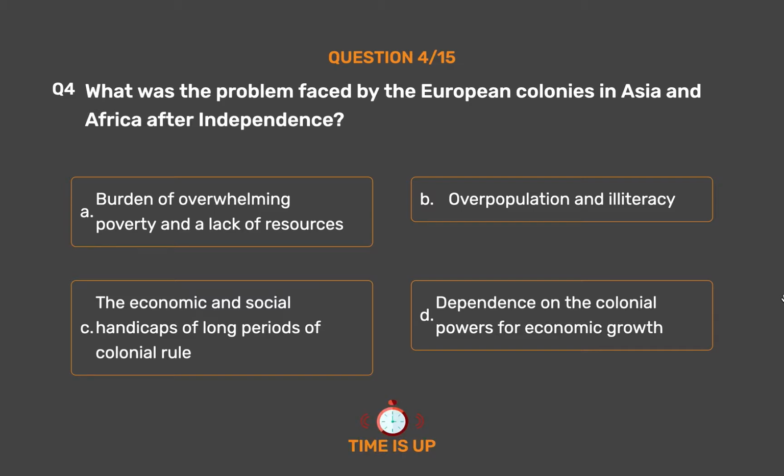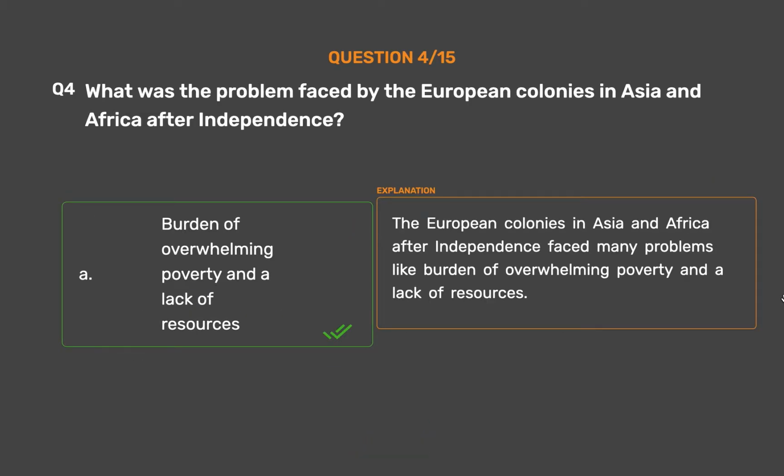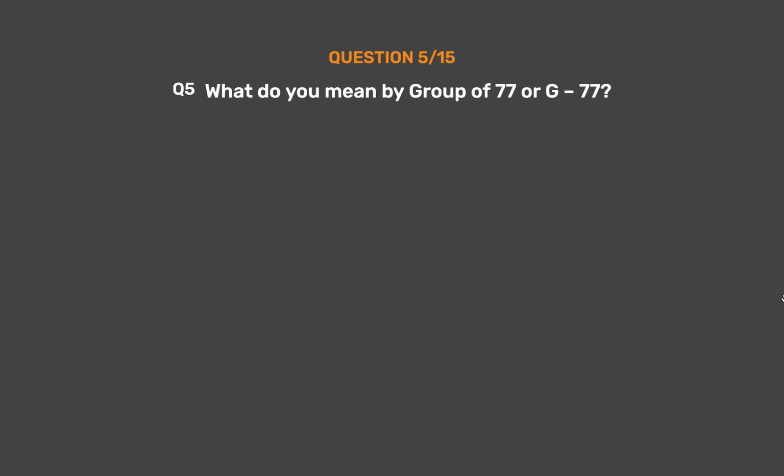The correct answer is Option A. Burden of overwhelming poverty and a lack of resources. The European colonies in Asia and Africa after independence faced many problems like burden of overwhelming poverty and a lack of resources.